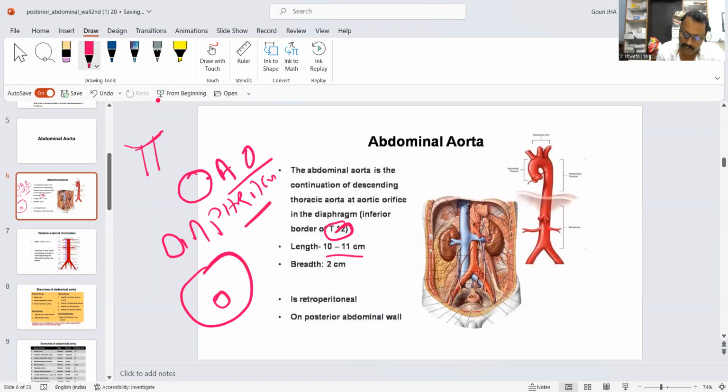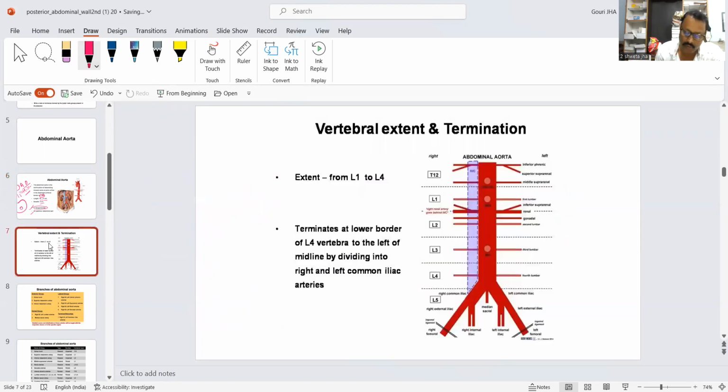Its length is about 10 to 11 centimeters. Its breadth is 2 centimeters, and it is retroperitoneal. It is the posterior-most structure, and it is, of course, on the posterior abdominal wall. That's why we are discussing it over here. It extends from L1 to L4.